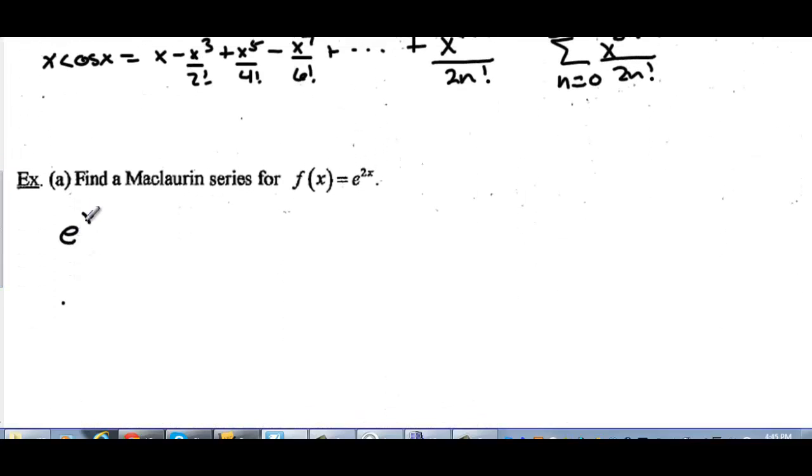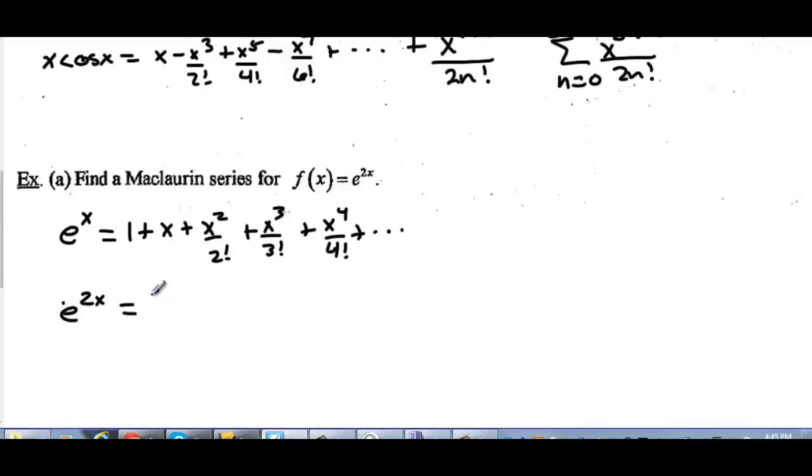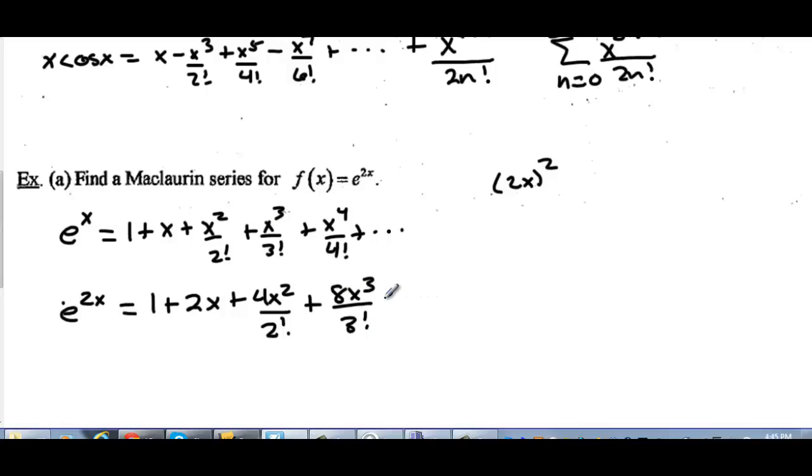Let's start out with e to the x. e to the x is equal to 1 plus x plus x squared over 2 factorial plus x to the third over 3 factorial plus x to the fourth over 4 factorial. And we can keep on going in that manner. Now, we've replaced x with 2x. We have e to the 2x is equal to 1 plus 2x plus, now remember, if I plug 2x in for x and it's squared, that's going to be 4x squared over 2 factorial, and then plus 8x to the third over 3 factorial. Remember, we took 2 to the third, that's 8, and then 2 to the fourth is 16, x to the fourth over 4 factorial, plus, keep on going.